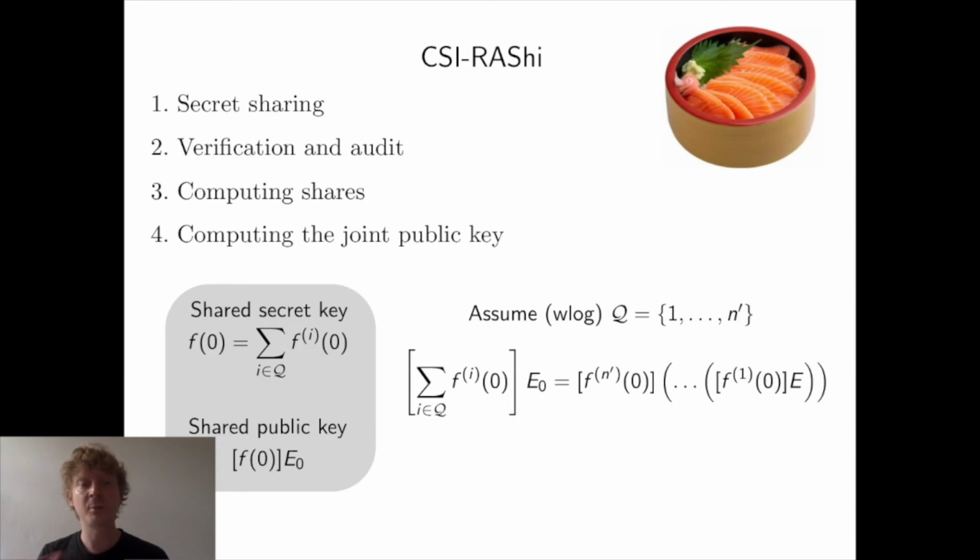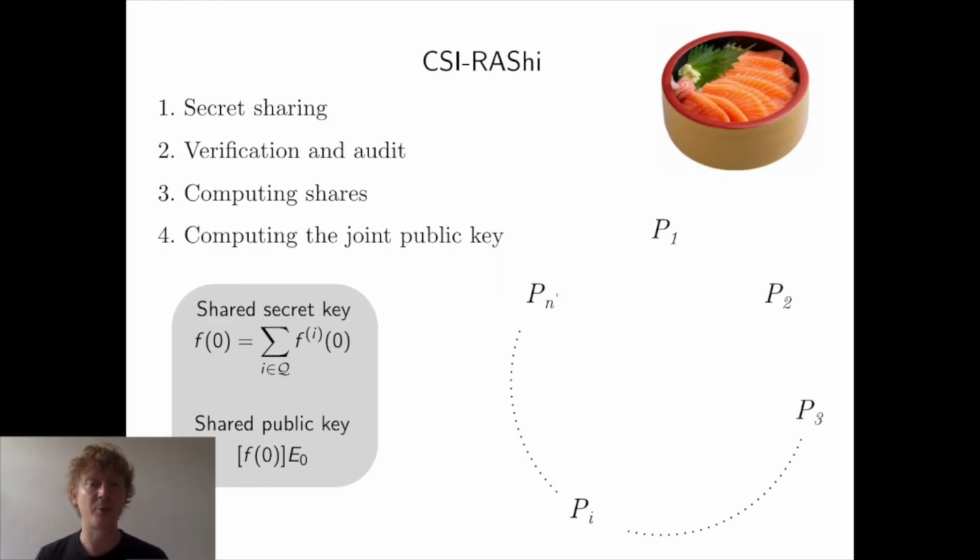So for simplicity, we assume that only the players 1 through some n prime are qualified. What we can do now is to position them in a round robin and simply let each player compute the evaluation of their polynomial at 0 on the set element. For example, P1 computes e1, which is the action of its polynomial at 0 on the starting element e0. Then player 1 sends e1 to player 2, and player 2 applies its action on e1, which returns the same element as the action of f2(0) plus f1(0) on the starting element e0.